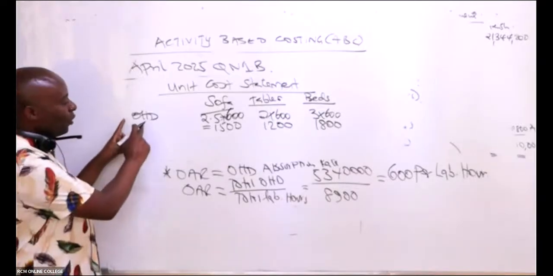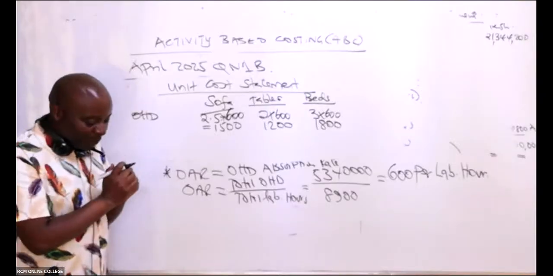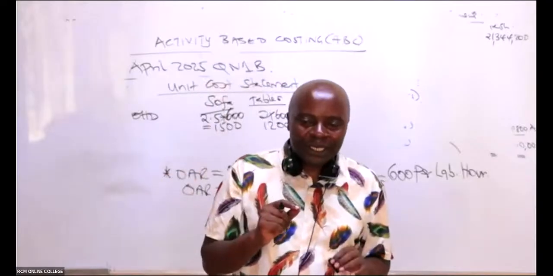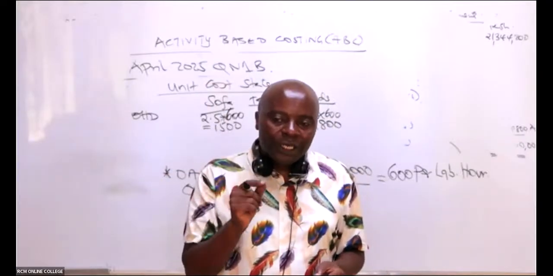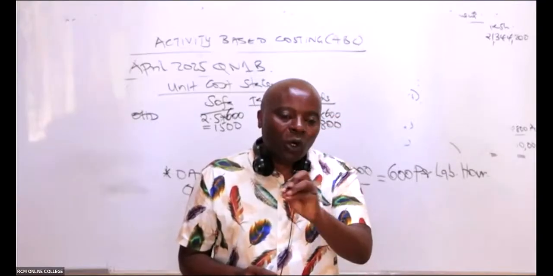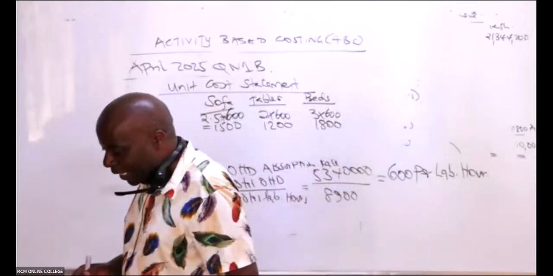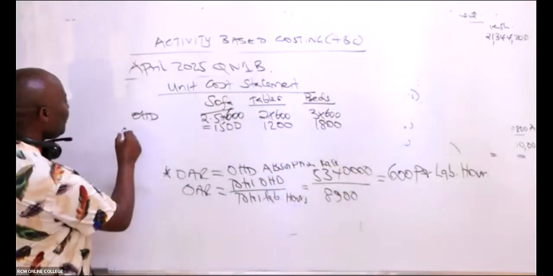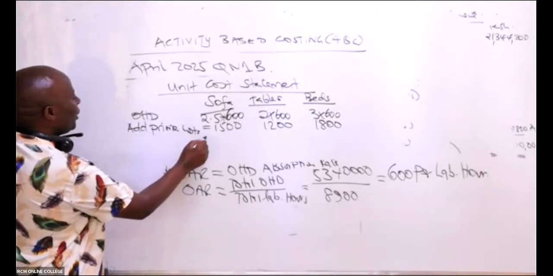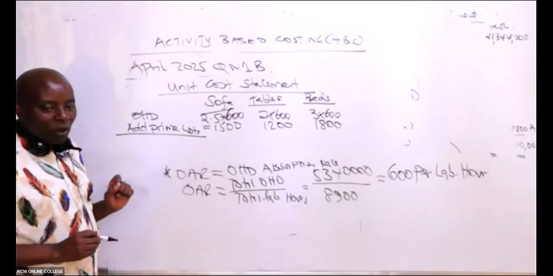So now we have been able to take care of overheads. The examiner never spoke about us computing just overheads. They want us to get unit costs. We shall have the overheads and the primary costs. So come and add the prime costs. Do you know them? It is materials and labor costs.